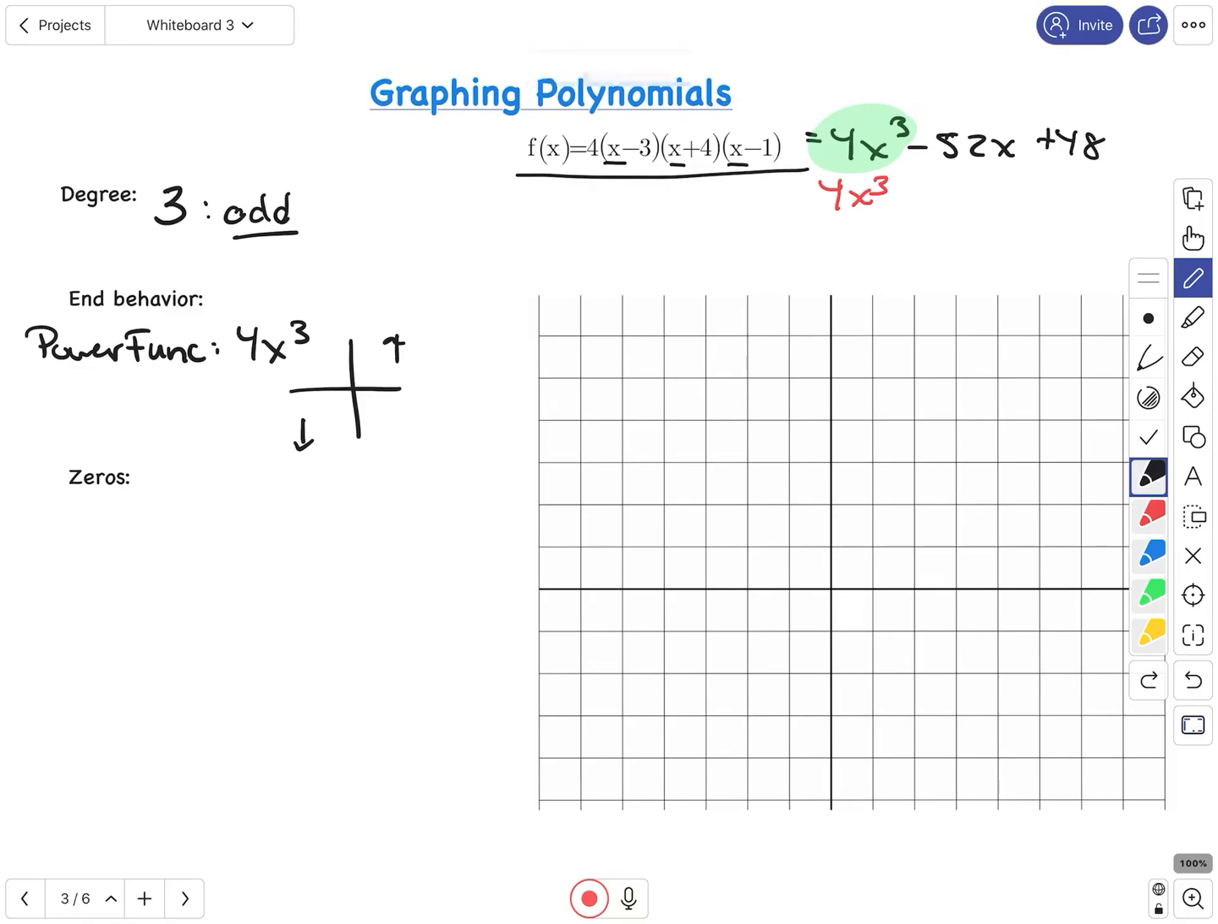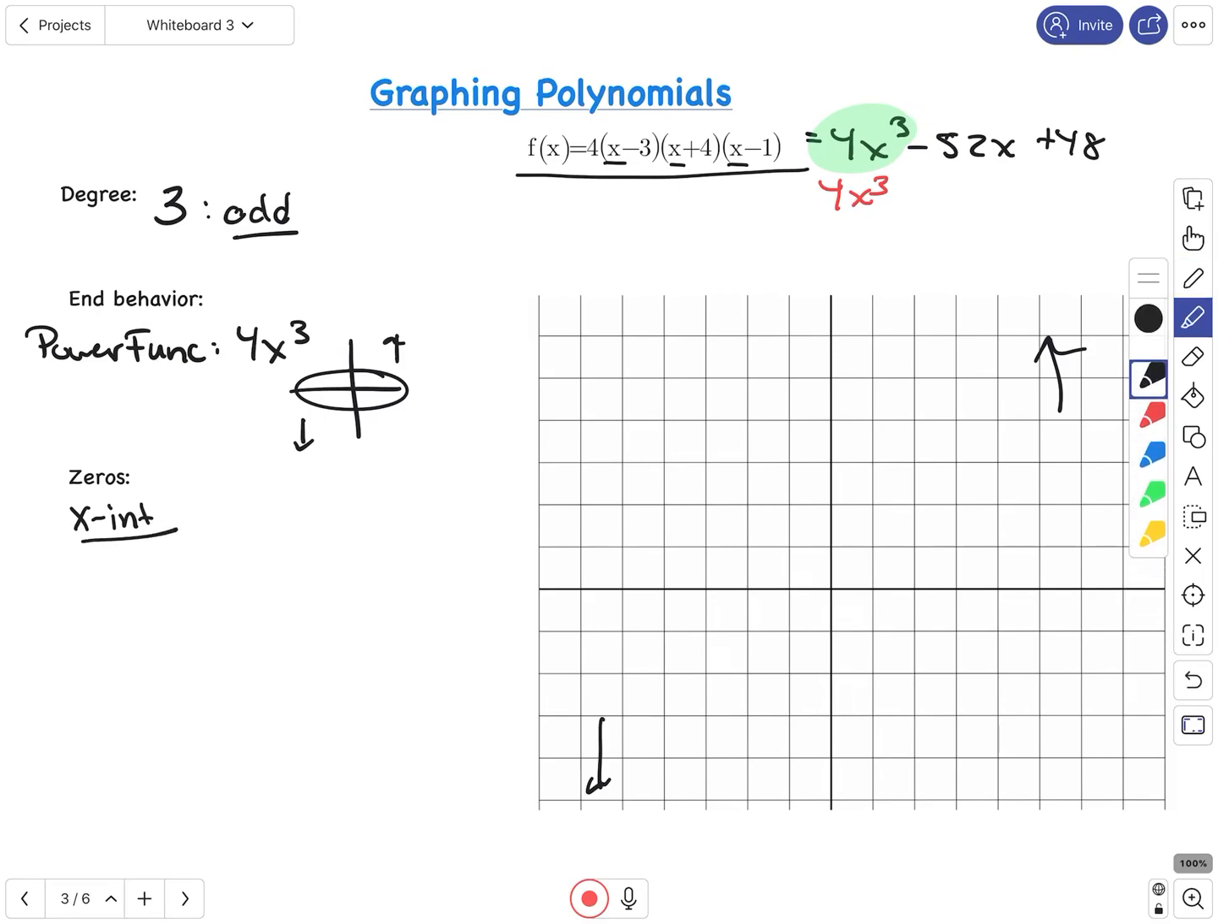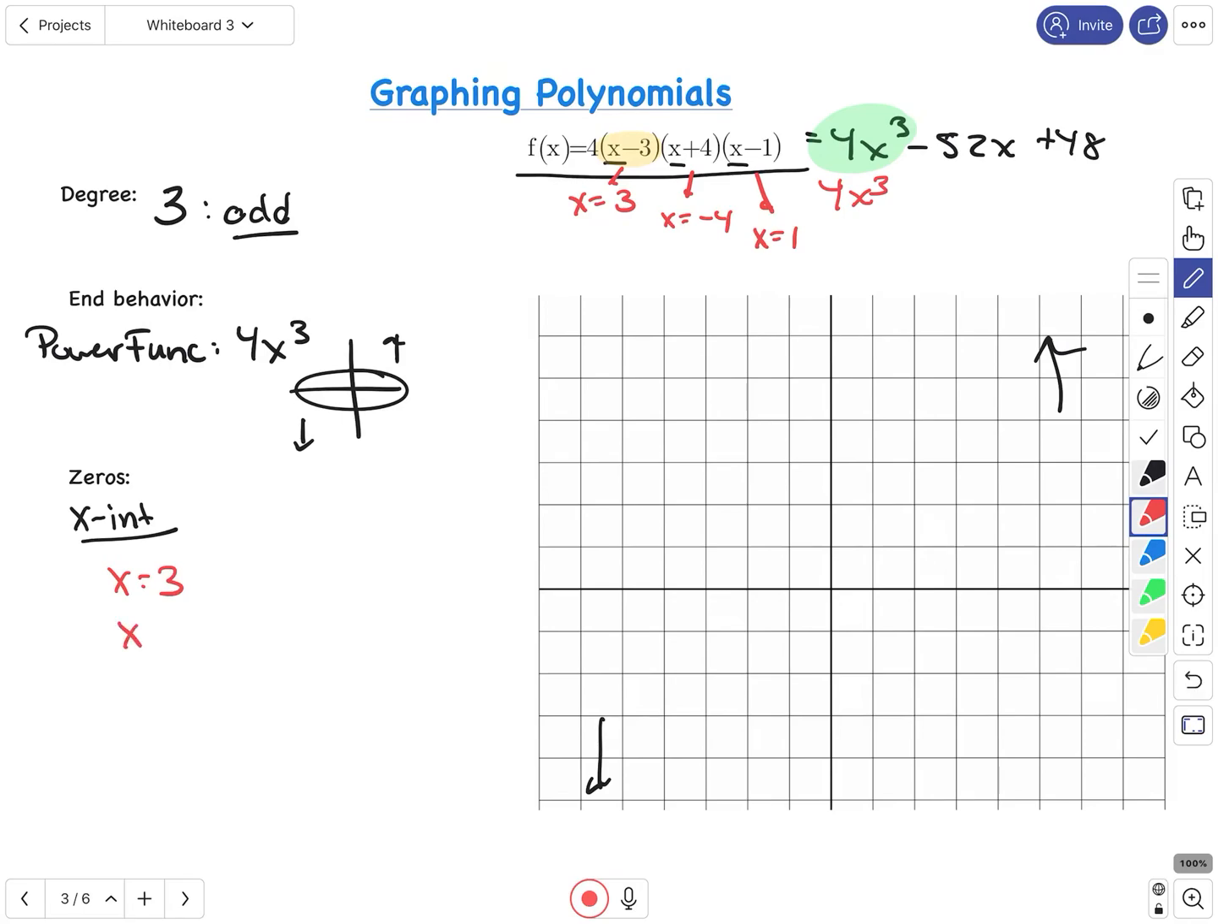The zeros tell us what does happen in the middle. So I know it goes down on the left and up on the right, and the zeros are our x intercepts. In this problem, let me highlight these. This would give us x minus 3 would give us x equals 3. X plus 4 would give us x equals negative 4, and x minus 1 would give us x equals 1. So we have x equals 3, x equals negative 4, and x equals 1.